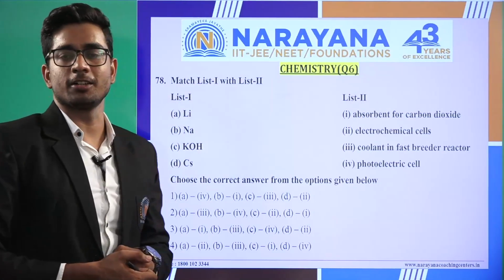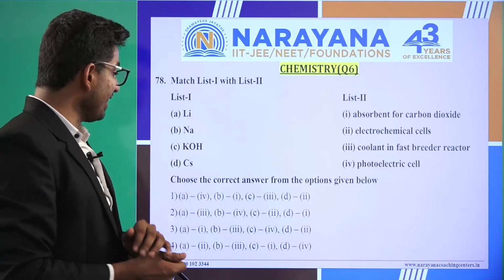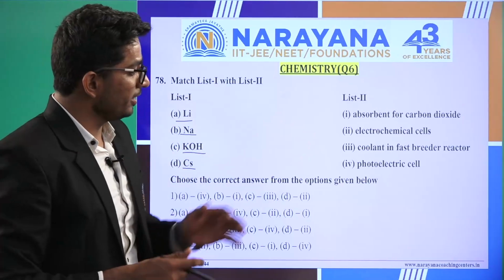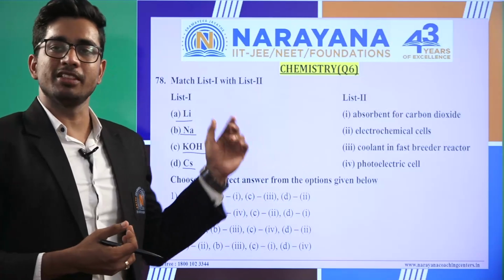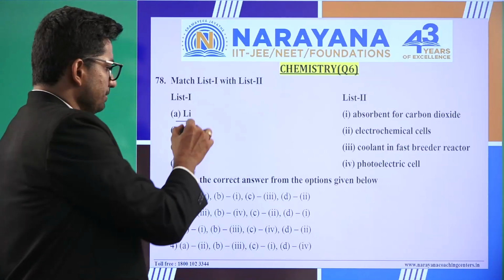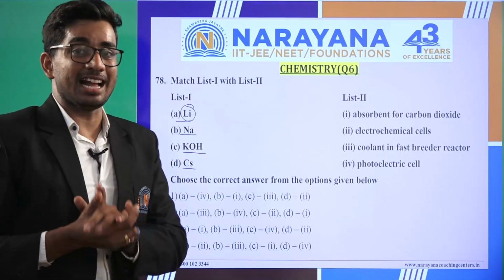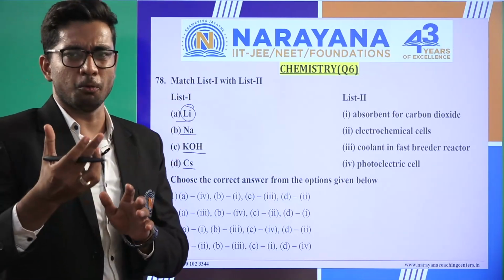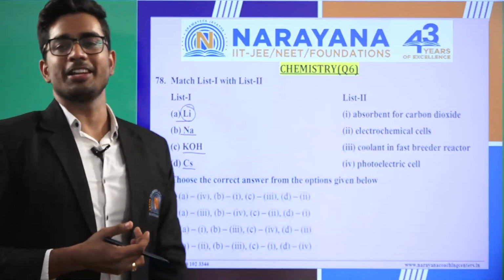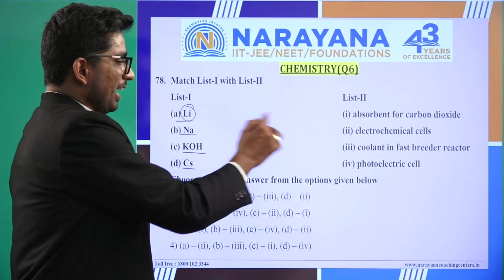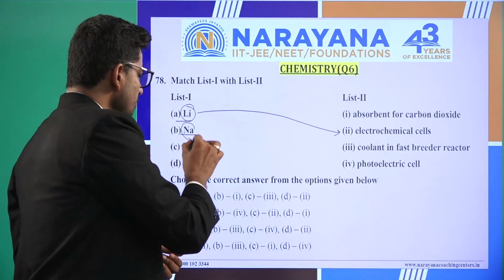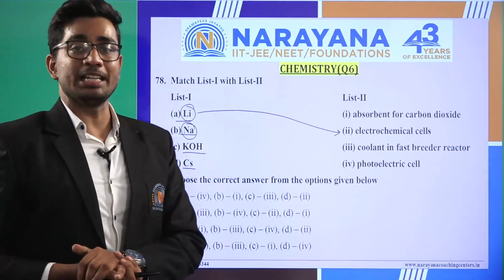Match the column. List 1 and list 2, and we can see the metals here, and a base, and there we have different applications of these metals as well as the KOH molecule. So here if we see lithium, most of you would have seen that the lithium ion battery is present mostly in phones and electronic devices. So basically it has application in electrochemical cells. So lithium will be used in electrochemical cells. Second, sodium. Basically sodium is used as a coolant in nuclear reactors.